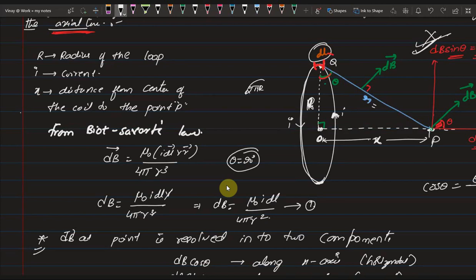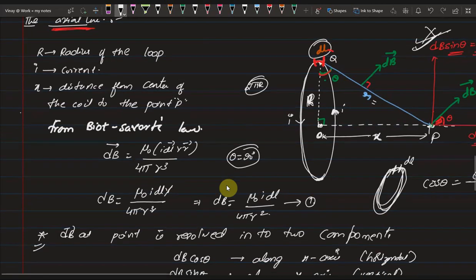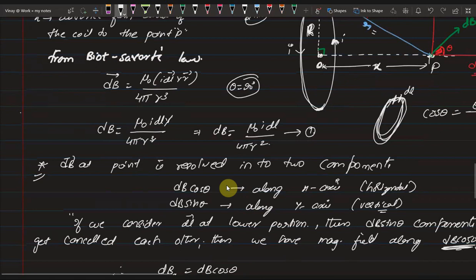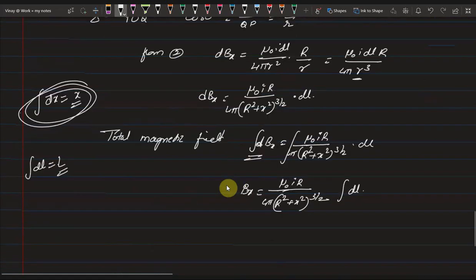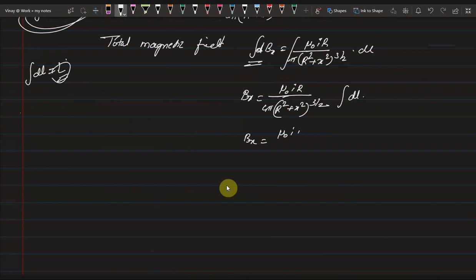Now, if I take it as a circle, the small length is dl. If I take the total length, that will give the circumference of the circle. That circumference of the circle is 2 pi r. So integration of dl is nothing but L, and that L is taken as 2 pi r. Now cancel 2 pi with 4, in 2 times.